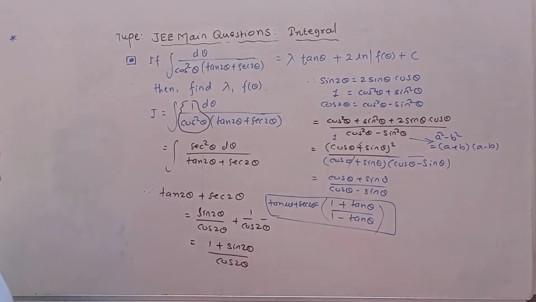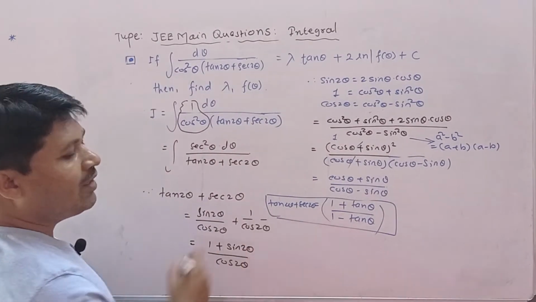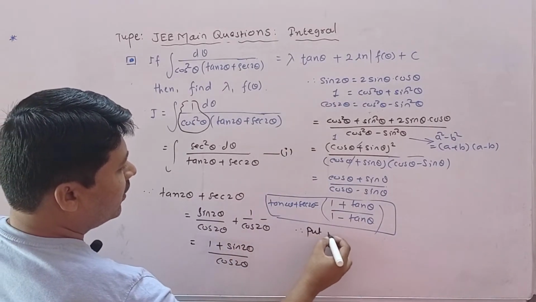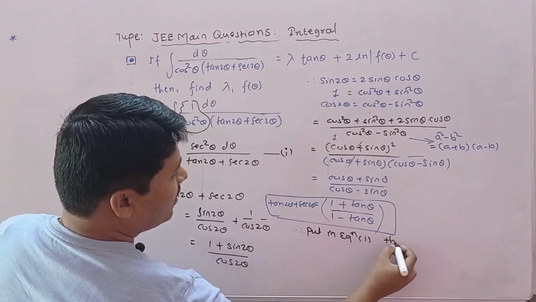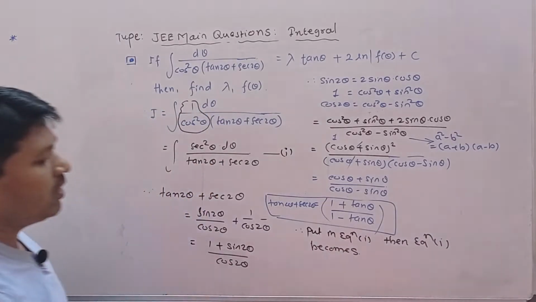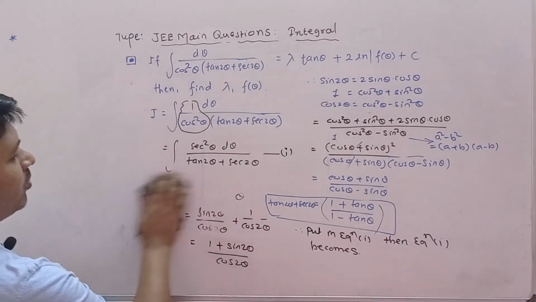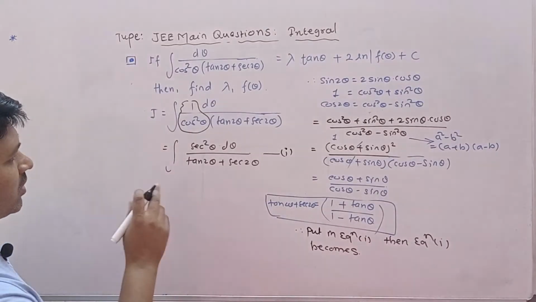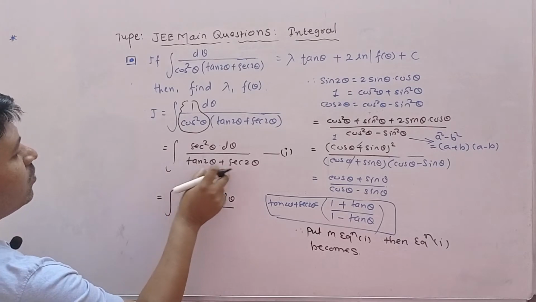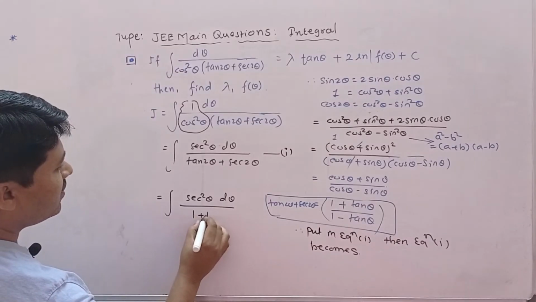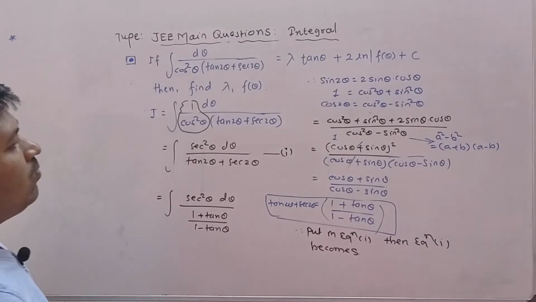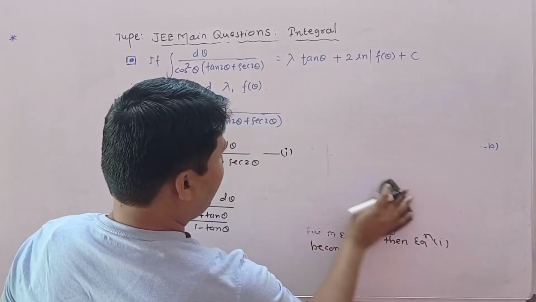Yes, got it. Now we put this value of tan 2 theta plus sec 2 theta in equation 1. Then equation 1 becomes the integral of sec square theta d theta divided by tan 2 theta plus sec 2 theta, which is 1 plus tan theta divided by 1 minus tan theta.